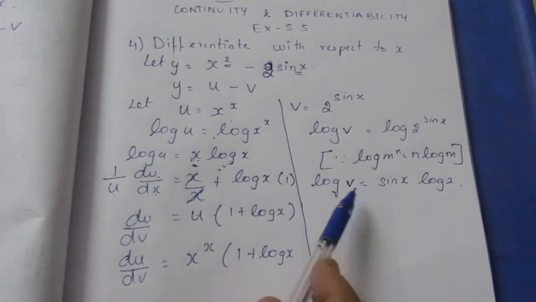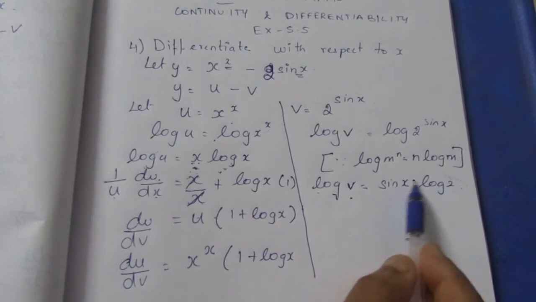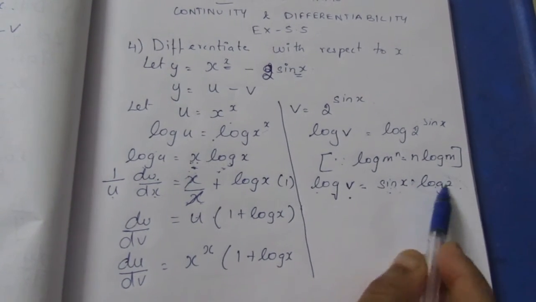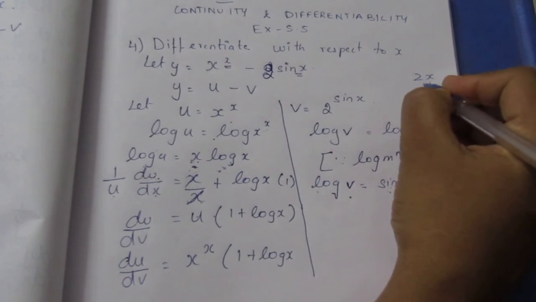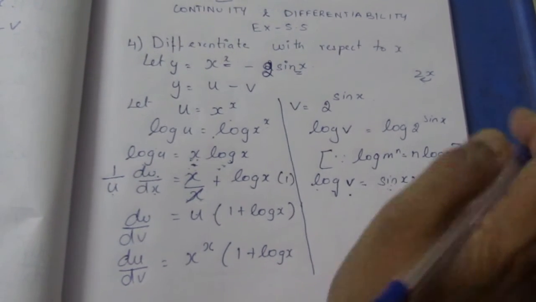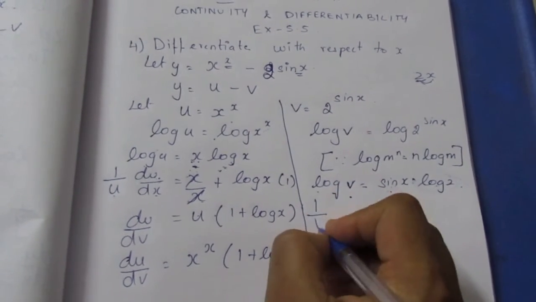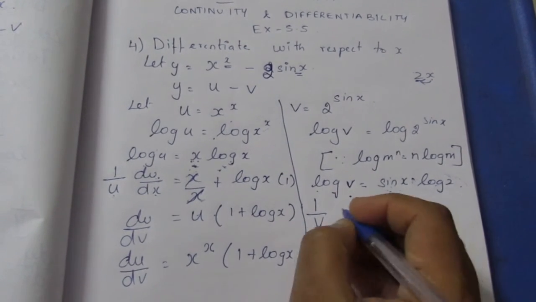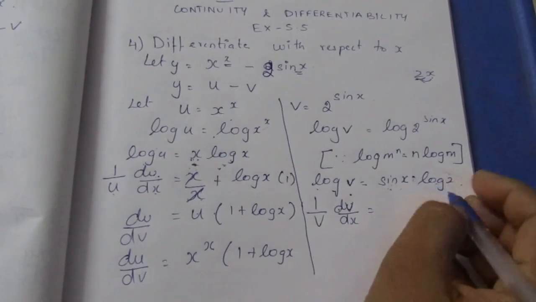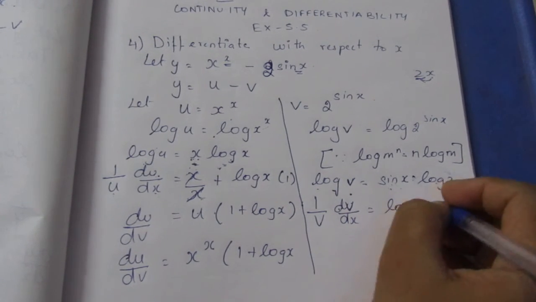We'll move on to the next one. Here if you see, though it is in multiply, log 2 is a constant term. If log 2 is written along with sin x, it is a coefficient. If I write 2x, the coefficient of x is 2. The same way here, log 2 is nothing but a constant number with a variable, that means it is a coefficient. So 1 by v dv by dx is equal to, I can write the log 2 as it is, and the differentiation of sin x is cos x.